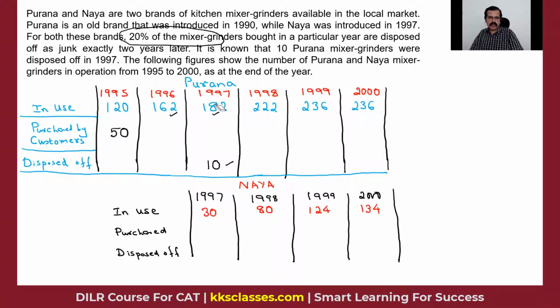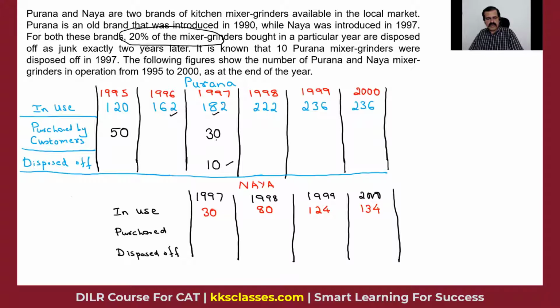So 162 became 192. How did it make that jump from 162 to 192? The 30 numbers in use were because 30 extra items were bought by customers in 1997. So 30 items were purchased by customers in 1997.